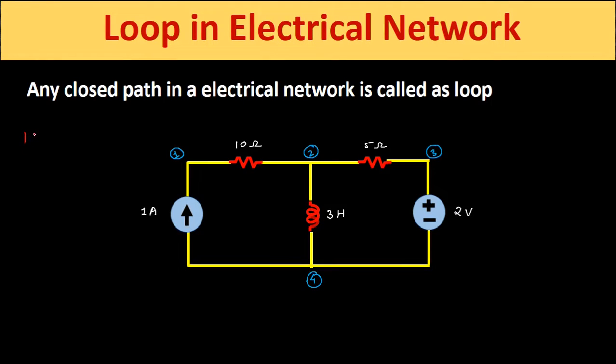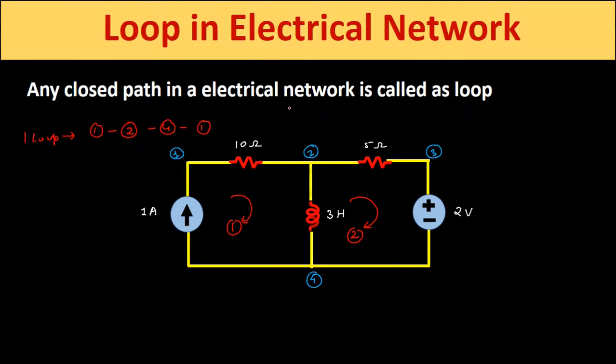So first loop is starting from first node, then it will go to second node, then it will go to fourth node and again it will end at first node to form the closed path here. So this is our first loop. This is our second loop.